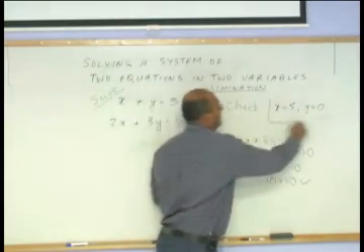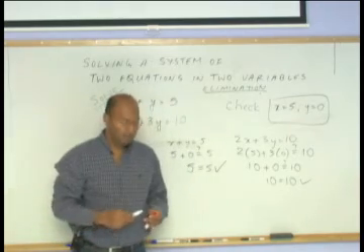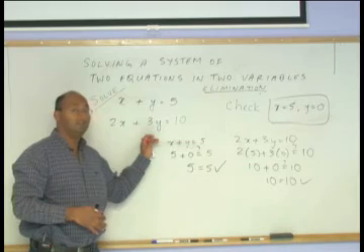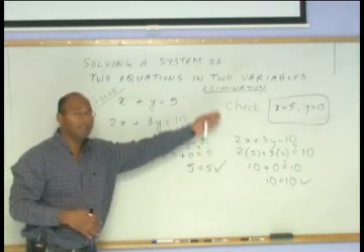So this, x equals 5 and y equals 0, is a solution to the system of two equations in two variables. And I'm confident because I've checked the answer.